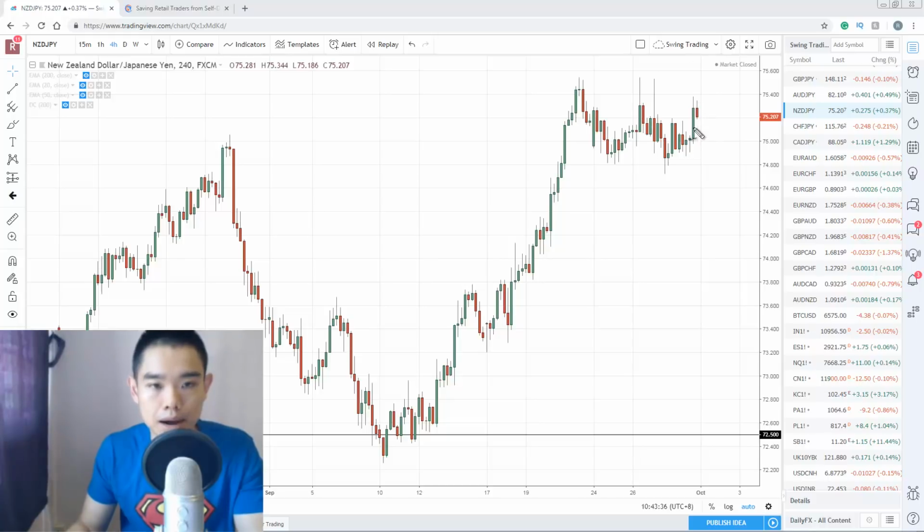The second possibility is the market comes down lower, forming somewhat of a descending triangle. Okay, so you're going to see a build up form near the lows.